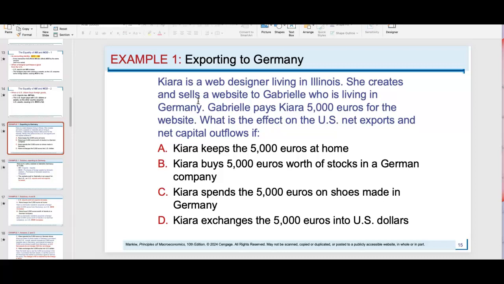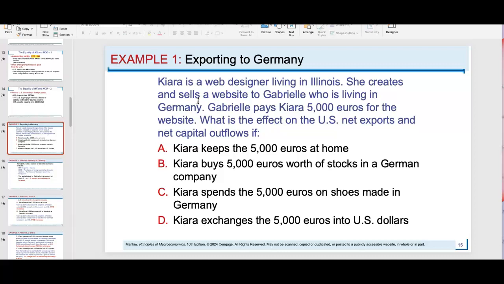So this is a service, right? She lives in Illinois and she's selling a website. She's selling a service to someone living in Germany. So if we're selling a service to Germany, it's an export. Gabrielle pays Kiara 5,000 euros for the website. What is the effect on the U.S. net exports and the net capital outflow?